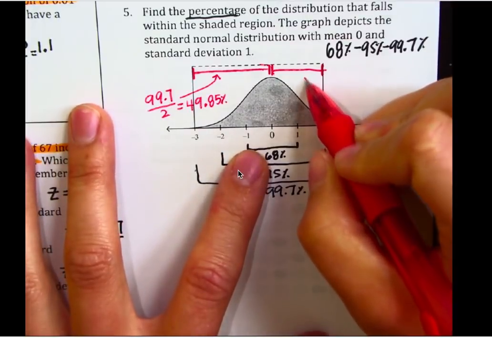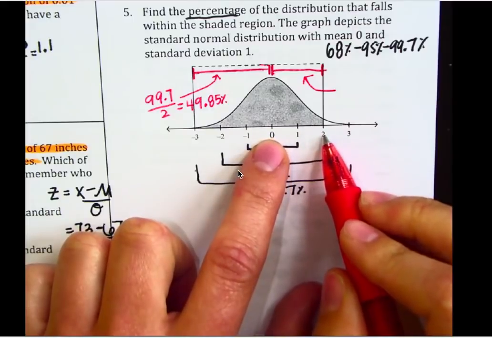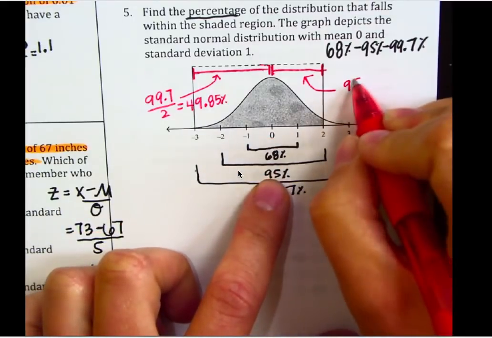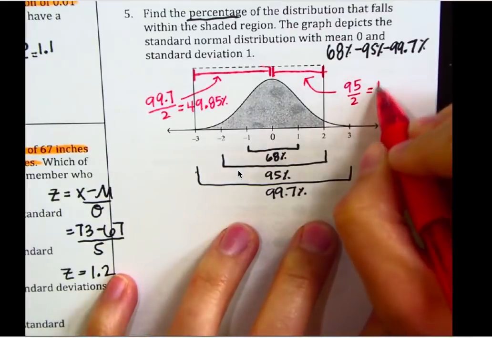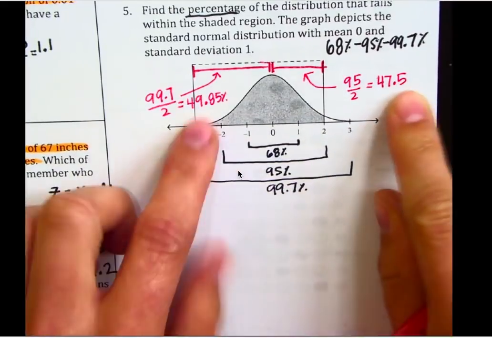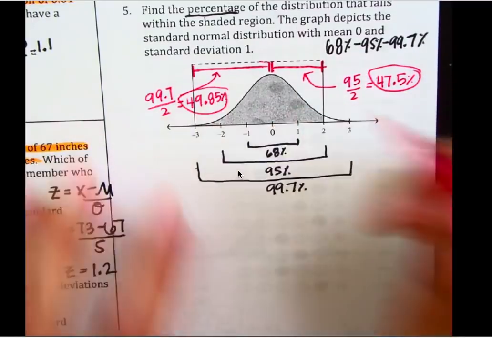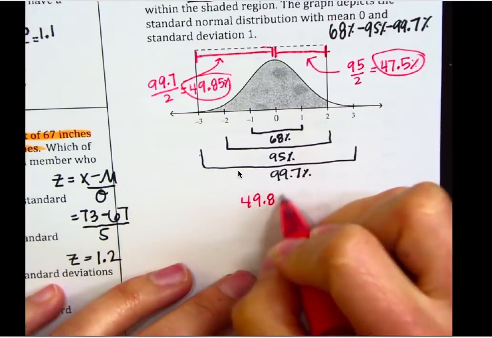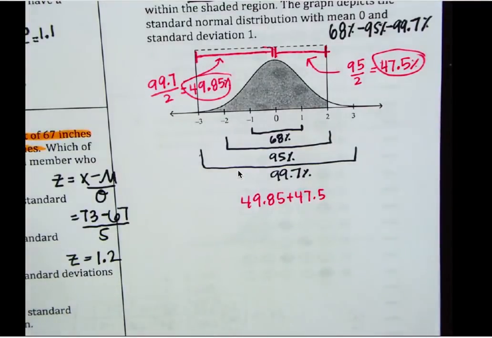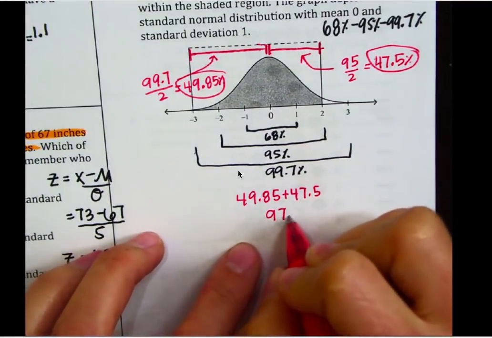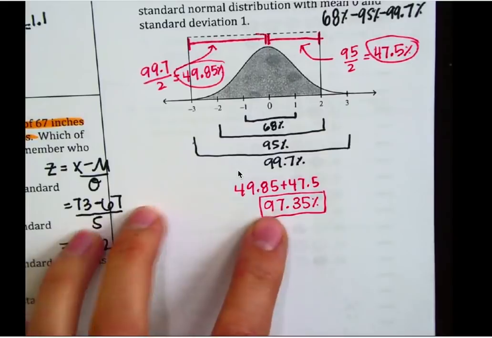Then on the right side of the mean, to find the area over here, I'm now 2 standard deviations above, so I'm using my 95% rule. But since I'm only on one side, I need to divide that by 2. So I get 47.5 as my percentage over here on the right. I'm going to take both of these percentages and add them. That gives me my answer of 97.35%, and that's the percentage that is shaded.